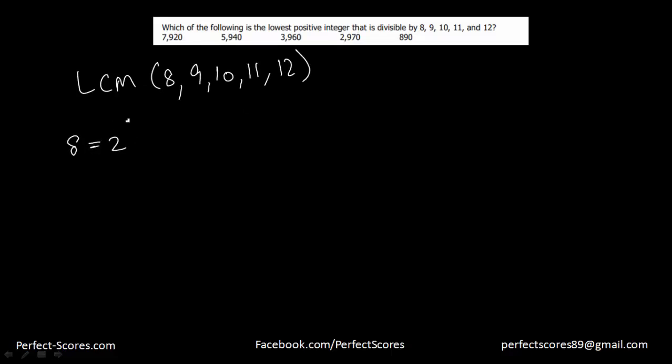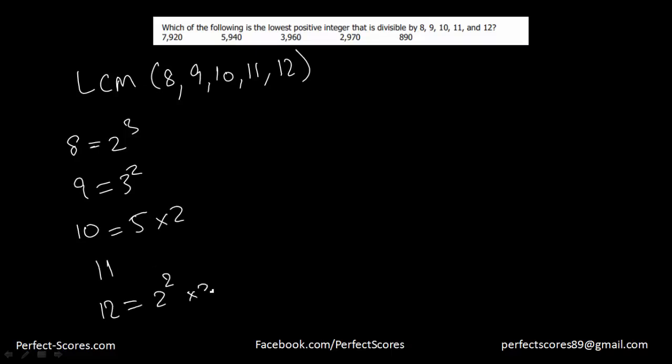Let's move forward to our next question. It says: which of the following is the lowest positive integer that is divisible by 8, 9, 10, 11, and 12? So we have to find the LCM of 8, 9, 10, 11, and 12. Again, let's break down 8: 2 cubed. Let's break down 9: 3 squared. Let's break down 10: 5 times 2. 11 is just 11. 12 is 2 squared times 3.